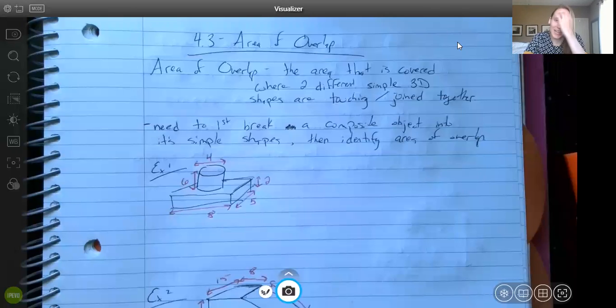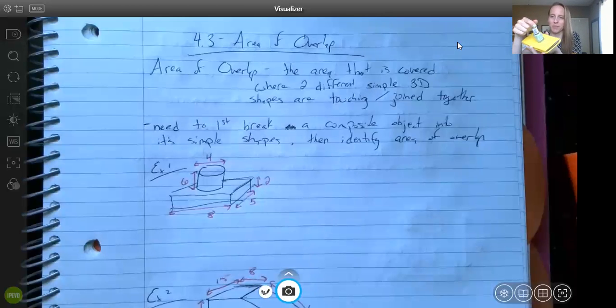Hey guys, so today we're going to do our second lesson of this chapter, which is all about area of overlap. So area of overlap is the area that's covered anytime you have two different 3D shapes that are touching each other or are joined together. So for instance, if I have a shape like this, the area of overlap would be where this rectangular prism, that is my little agenda, touches the bottom of my nail polish. That is the area where they are overlapping one another.